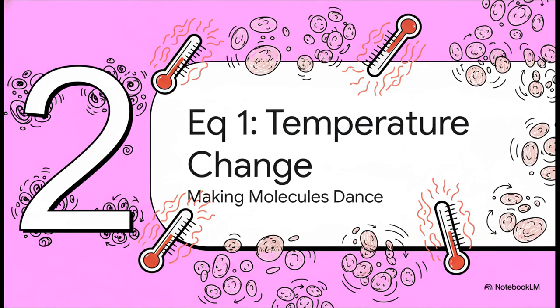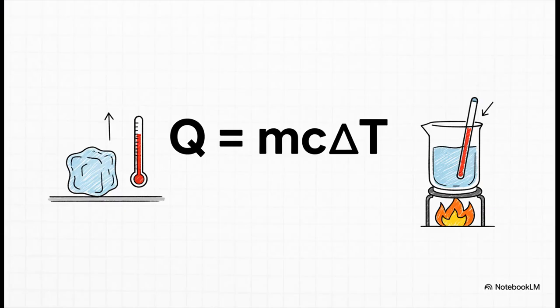This is the equation we pull out of our physics toolkit anytime we see a thermometer's reading actually going up or down. This one is all about changing the temperature. And here it is, E equals mc delta T. This is called the specific heat equation, and it is our go-to for figuring out the energy needed to change something's temperature while it's staying in the same state.